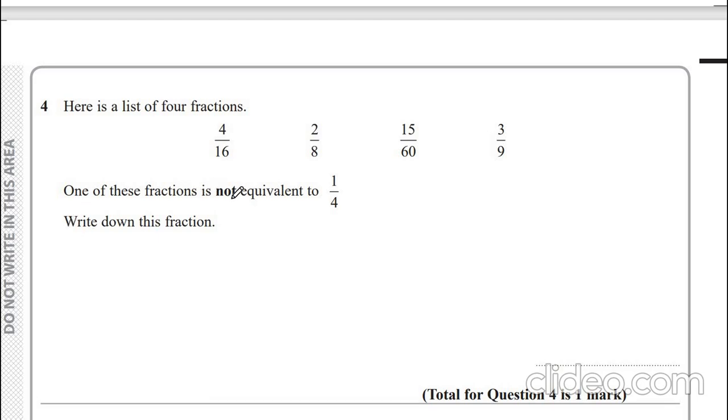One of these fractions is not equivalent to 1/4, so we need to figure out the equivalent fractions for these. So this will be 1/4. Again, this is also 1/4. And if you divide this by 15, you're going to get 1/4 again. However, 3 over 9 is 1/3. So 3 over 9 is the right answer.